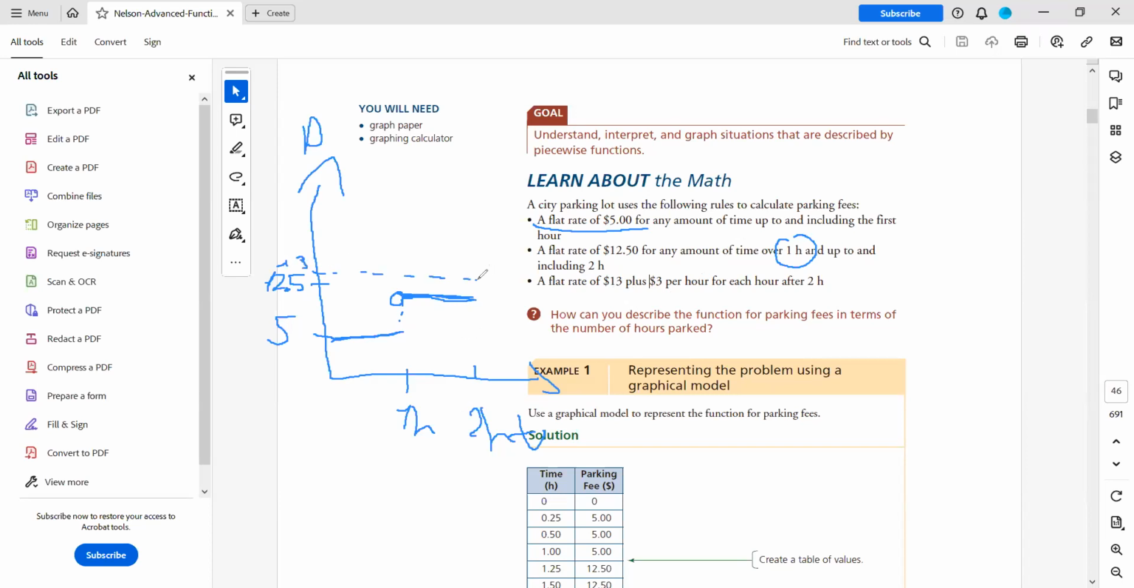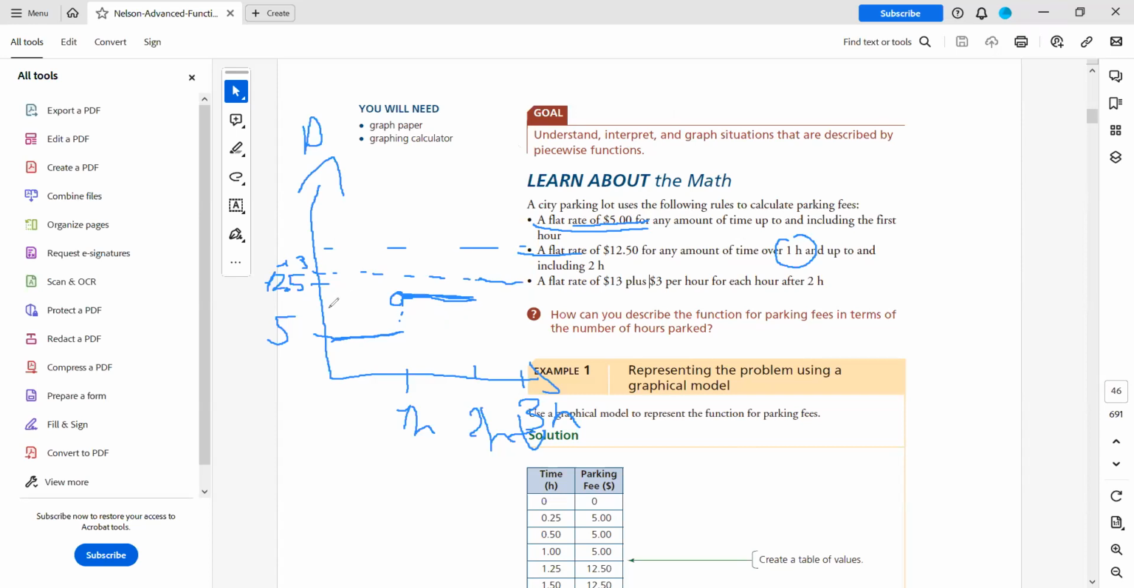After 2 hours, we pay $13 plus $2 plus $3 every hour. So 3 hours, we pay 13, then we pay 16, then we pay 18, and so on, right? And now you can see we got this nice staircase. And this is exactly what a piecewise function can represent.